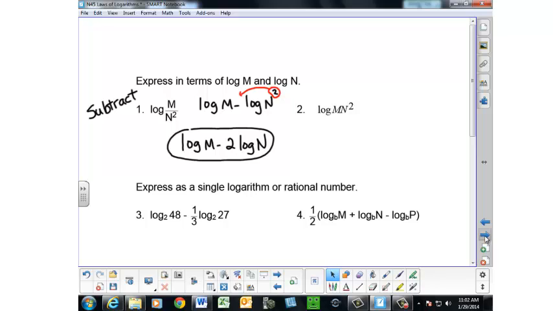Okay, example 2. We have the log of m times n squared. So with multiplication, you add. So log m plus log n squared. And then again, since you have an exponent on the n, you need to move it into the front and multiply it. So log m plus 2 log n.